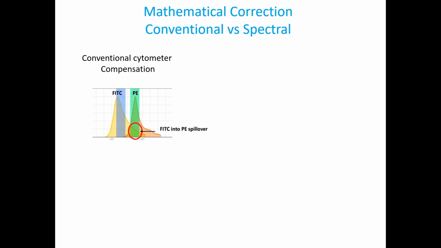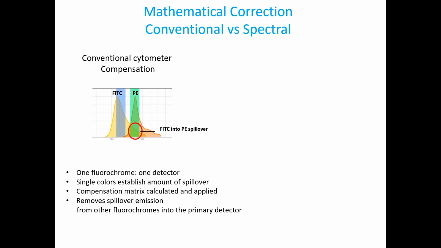In a conventional cytometer, each fluorochrome's emission is based on one dedicated detector, its primary detector. The single stain controls establish the amount of spillover into the other detectors, and the software uses matrix algebra and an inverted spillover matrix to calculate the corrections and subtract the light contribution from other fluorochromes so that the primary detector is accurately measuring only the dedicated fluorochrome.